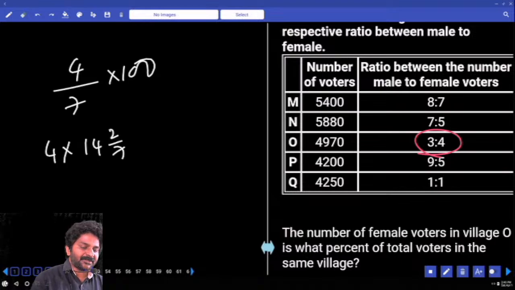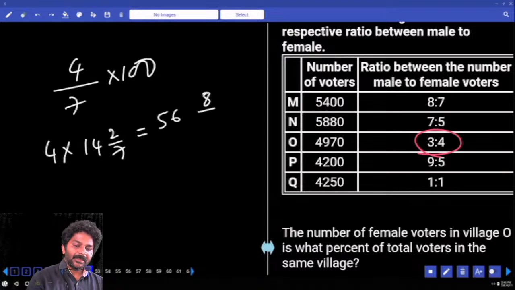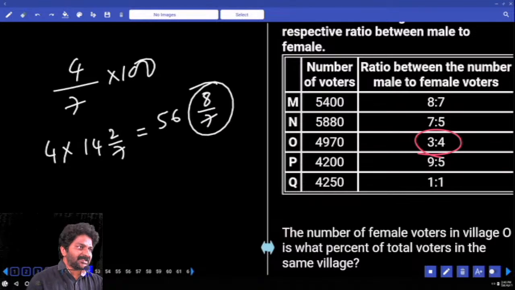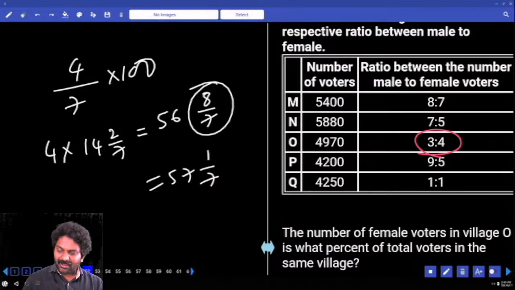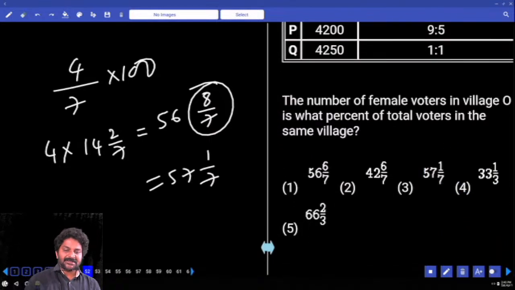4/7 in the sense 4 times of this number only? 4 into 14 is 56. 4 into 2 by 7 is 8 by 7. 8 by 7 in the sense 1 by 7. Answer is 57 1 by 7, or a number which is more than 56. 8 by 7 and a little bit more than that.